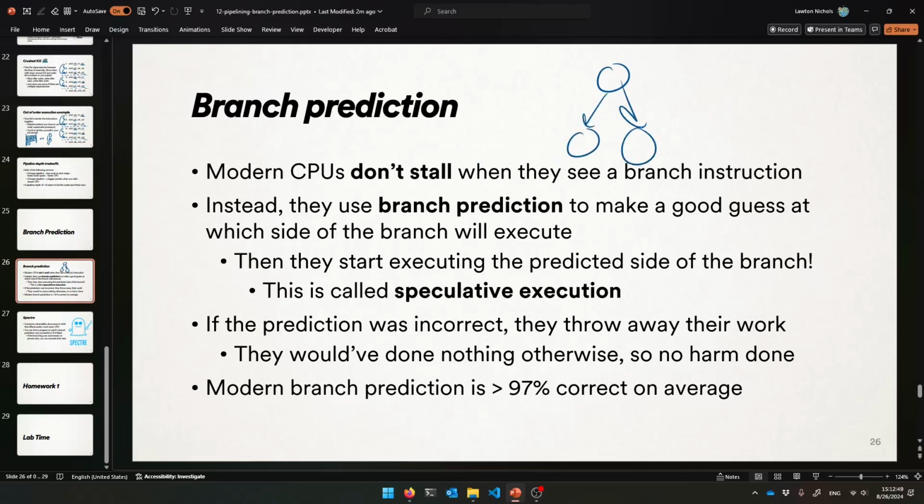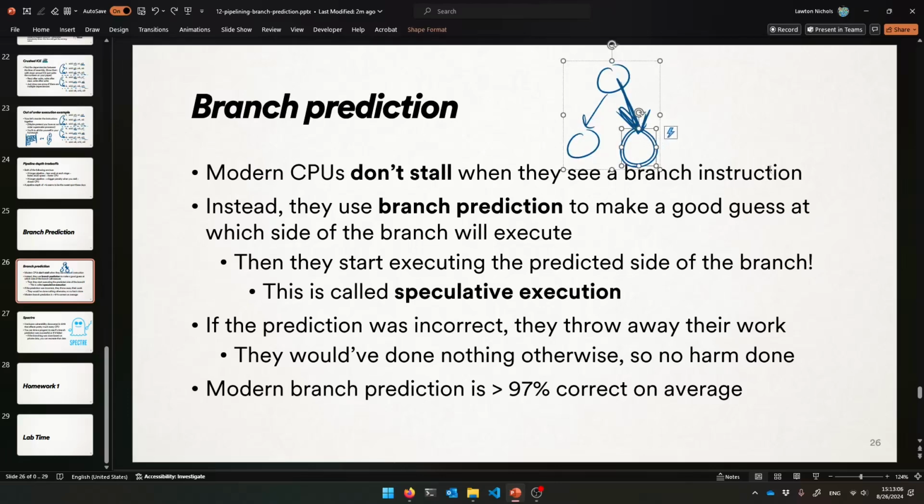My branch could either fall through or jump to here. I'm gonna guess. They're just gonna make a good guess at which side of the branch will execute. All right, I think it's going to be this side. And so I'm going to fetch this instruction and start executing it. Which is wild. It's like, I don't even know if I'm right. I'm going to try to run this instruction, though.